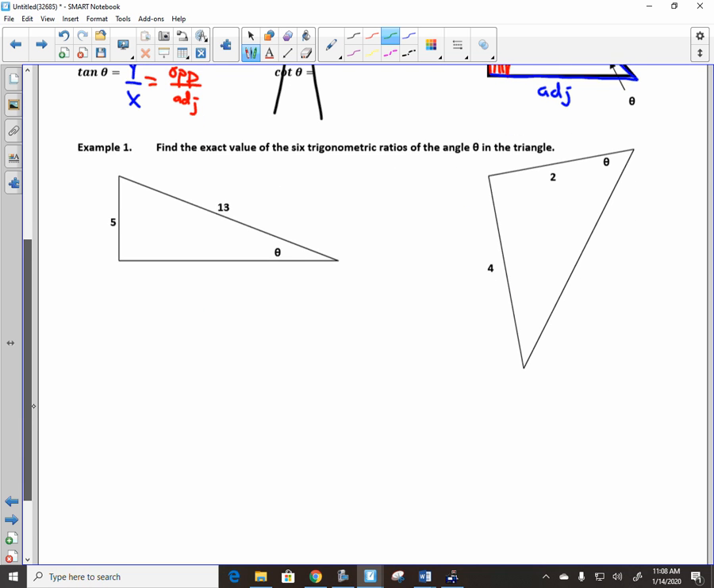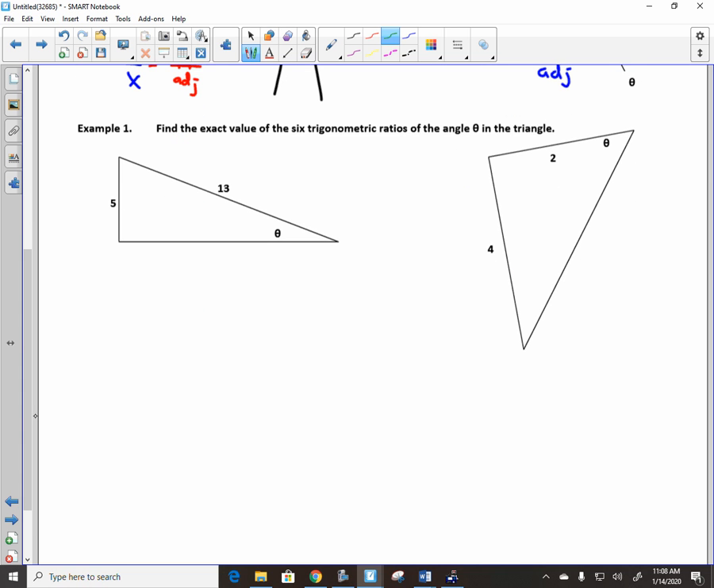So find the exact value of the 6 trigonometric ratios. We are simply going to look at 3 because we've already done the others. And in right triangle trig, really only these 3 matter. Sine of theta, cosine of theta, and tangent of theta.